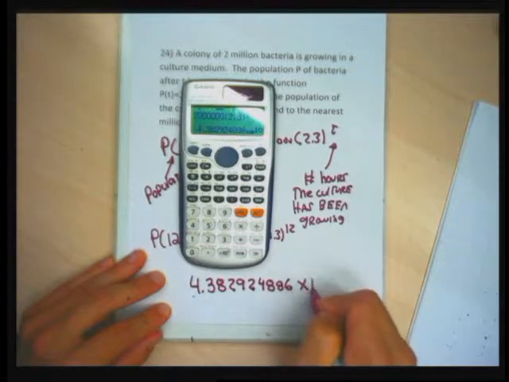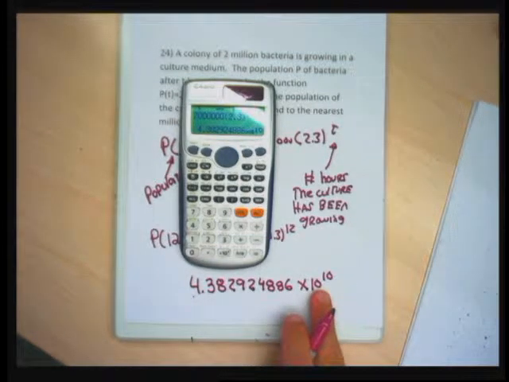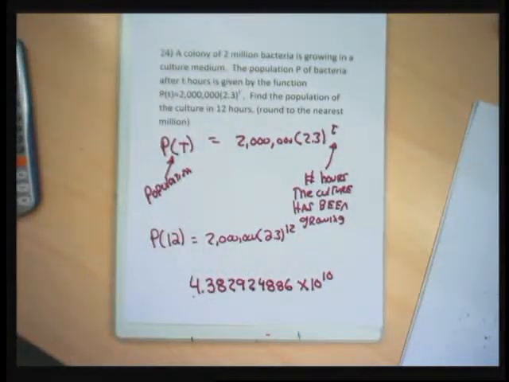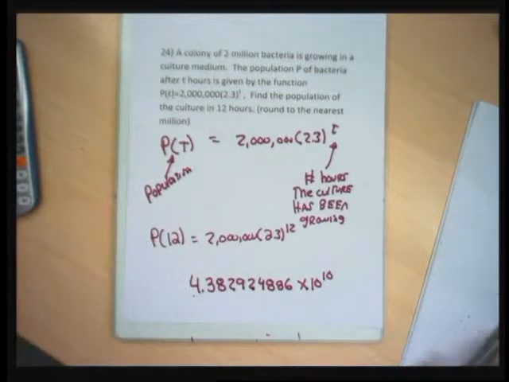4.382924886 times 10 to the 10th. For those of you in chemistry, you might understand that this is scientific notation. Maybe fine for a chemistry class, I guess it's fine for a math class. I'm going to take this out of scientific notation. This is a number that's fine, but I'm going to make it better.